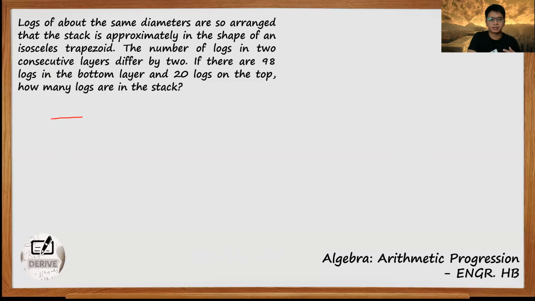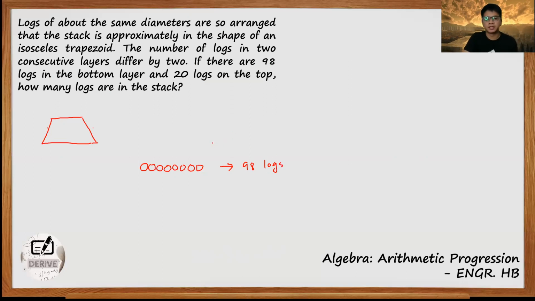So an isosceles trapezoid, of course, yung leg 1 niya and leg 2 has the same amount. Okay, so parang imagine mo yung log naka-arrange ng ganyan, o yung mga kahoy ay naka-arrange ng ganyang isosceles trapezoid. Sabi, if there are 98 logs in the bottom, kunyari, ito yun, ito yun. So kunyari, yan yung 98 logs.